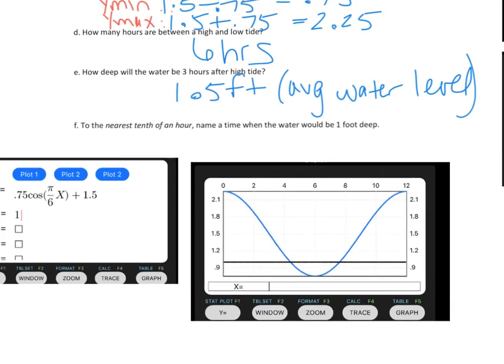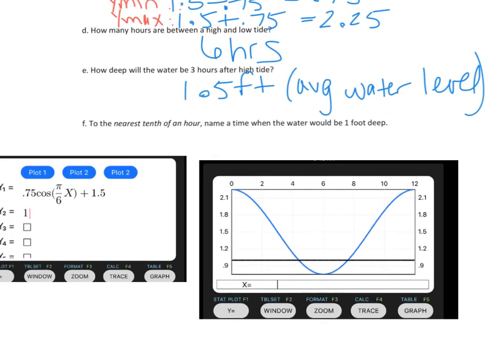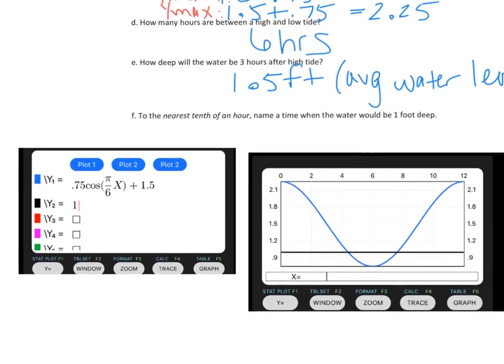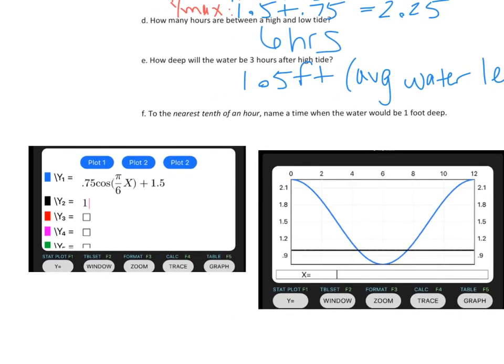And the last question they ask you, to the nearest tenth of an hour, name what time the water will be 1 foot deep. So what I did was I put in my equation into Y1 and I put into Y2 1. And if you can see, this is the line that the graph popped up, and I can see where the graphs would intersect. It would intersect here and it would intersect here. And using the intersection command on the calculator, you can have 4.4 when it's 1 foot deep hours, and also 7.6 hours.